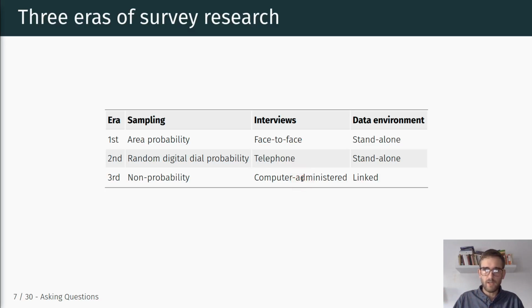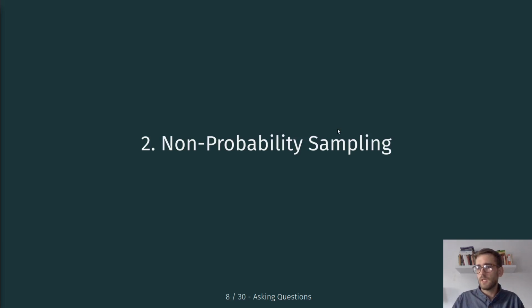In the video after that, I'm going to talk about computer administered interviews and some of the opportunities that we have with computer administered web-based surveys. And then in the last video, I'm going to talk about another example. We've already seen one example, and I'm going to talk about another example that links survey data with big data sources to answer substantively interesting social science questions. Okay, so the next video will be on non-probability sampling.